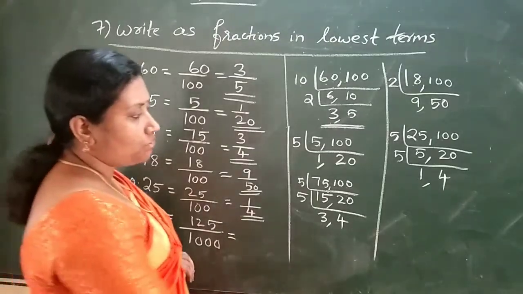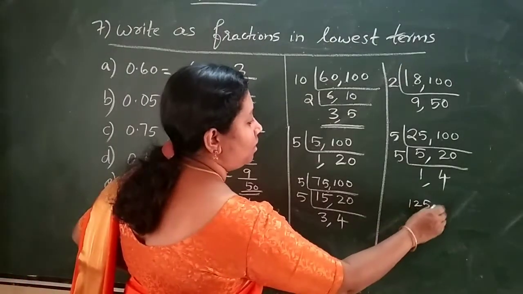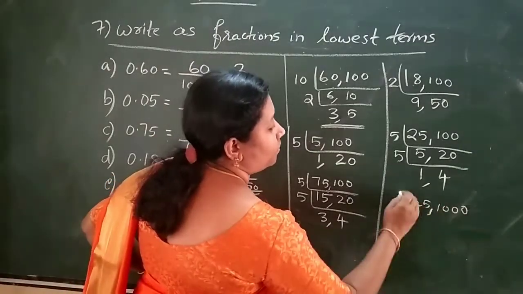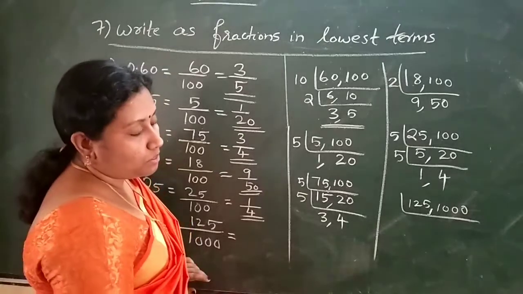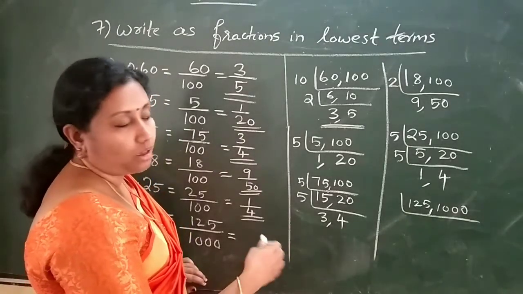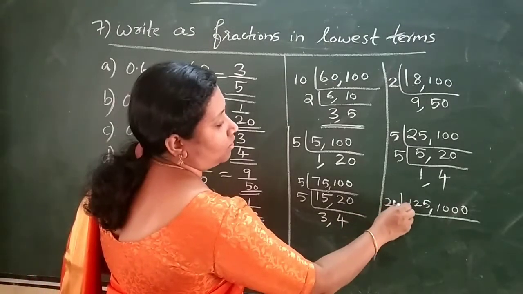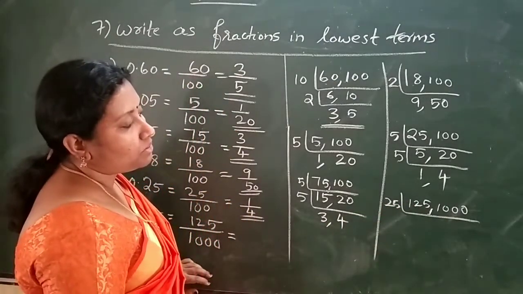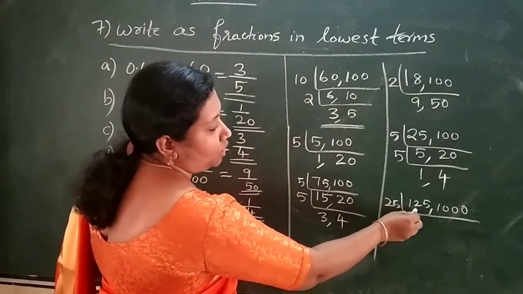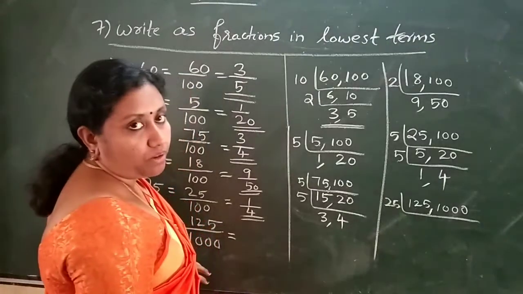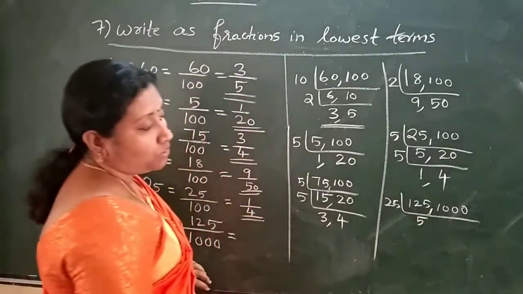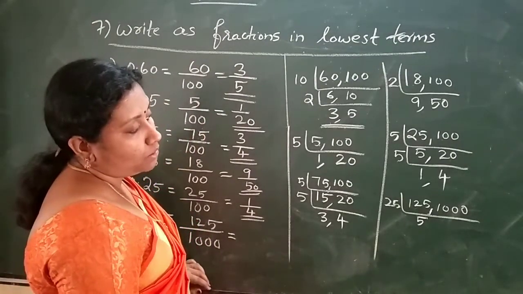Then what is the simplest form of 125 and 1000? These two numbers are divisible by 5. In the same way, these two are divisible by 25 also. Okay. Then we can do it this way. These two numbers are divisible by 25. 125 divided by 25. Answer is 5. 25 4s are 100. 25 5s are 125.